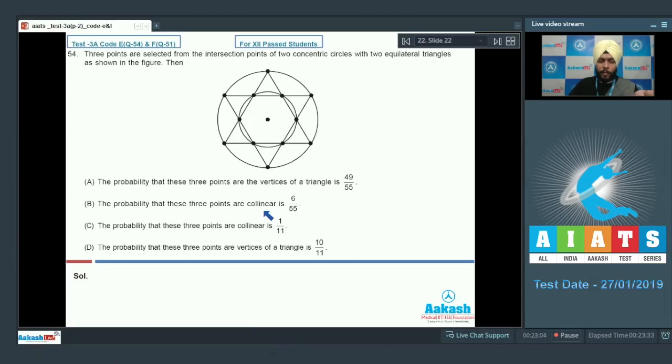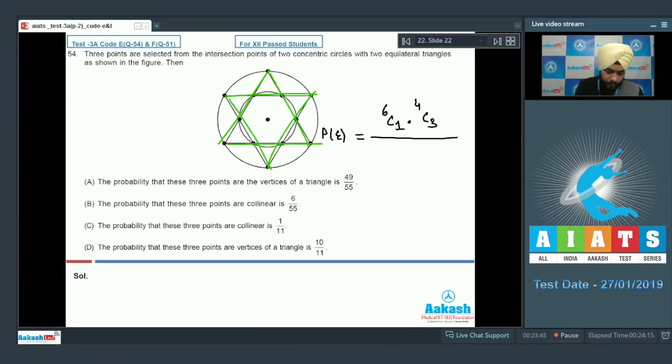First of all, let us calculate the probability that these points are collinear. If it is small p, 1 minus p will be the other probability. Probability that the 3 points selected are collinear. So 1 line, 2 lines, 3 lines, 4, 5 and 6. Out of these 6 lines, select any one line. Then each of the lines has 4 points. So select any 3 points out of those 4 points. That will be n of E, the numerator.